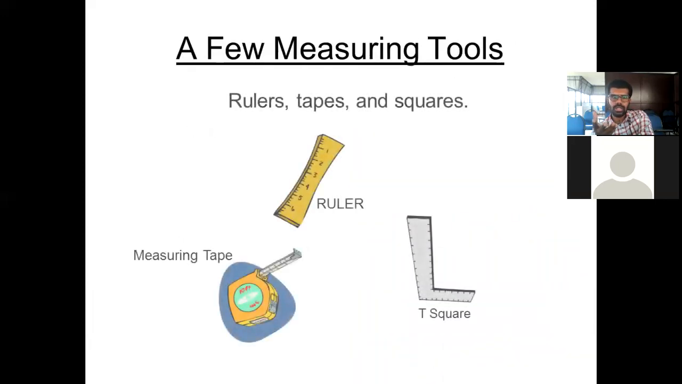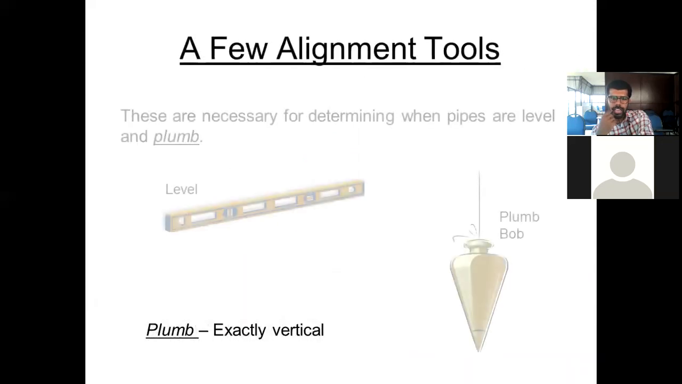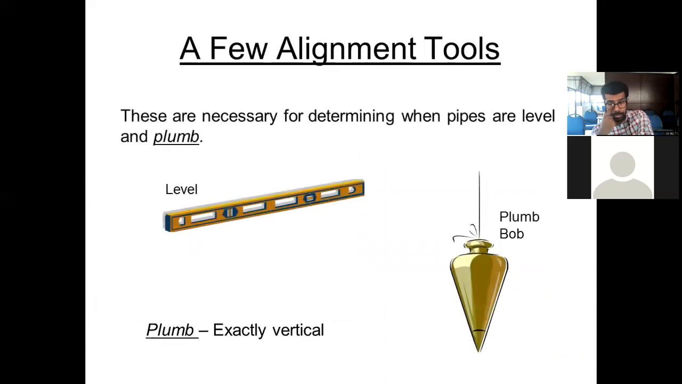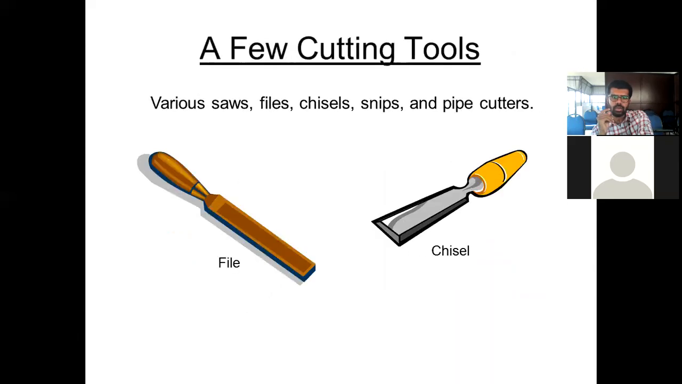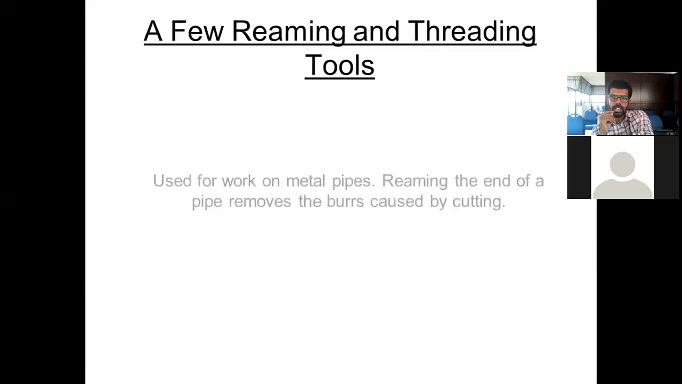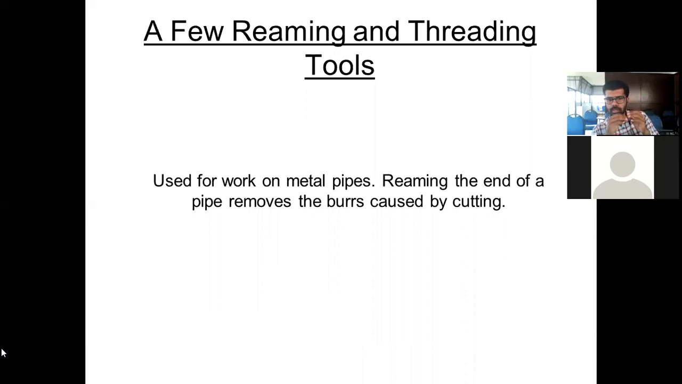A few measuring tools are rulers, measuring tape, L-square, etc. Alignment tools are levels, plumb bob. Then marking tools: pencil, compass, etc. Cutting tools: chisel, files, etc. Cleaning and threading tools are used for work on metal pieces. Cleaning the end of a pipe removes the burrs caused by cutting. Mainly when dealing with metal pipes, the end will be very sharp, so we have to make it smooth with the help of cleaning and threading tools.